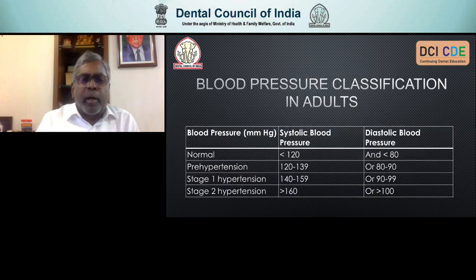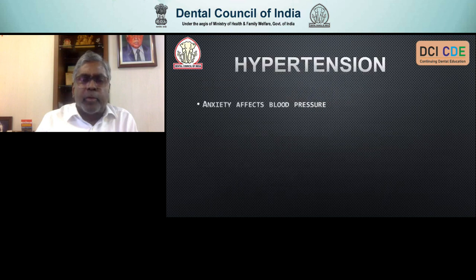Then let's look at blood pressure. Look at stage 1 hypertension. If you have a systolic pressure of above 160 or a diastolic pressure of above 100, you need to be careful. You need to get it under control before you can do an implant. Anxiety affects blood pressure. So if you're going to treat a patient who's a known hypertensive, please make sure that you use some stress reduction protocols.